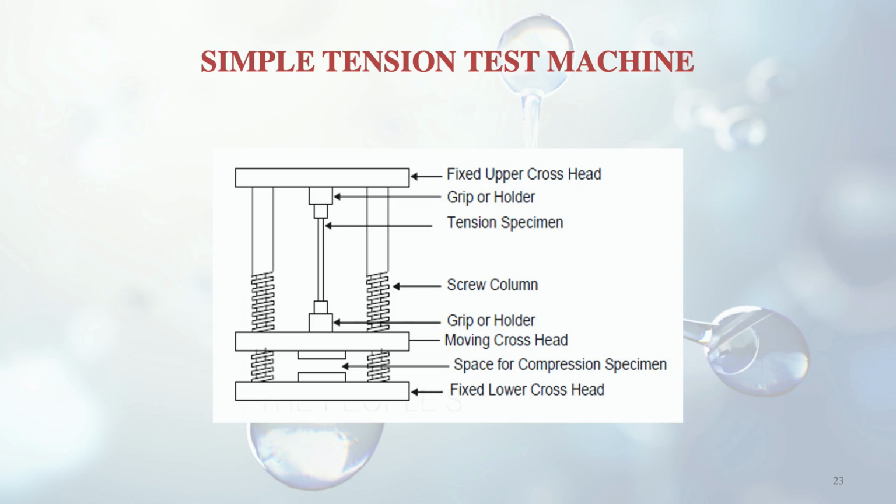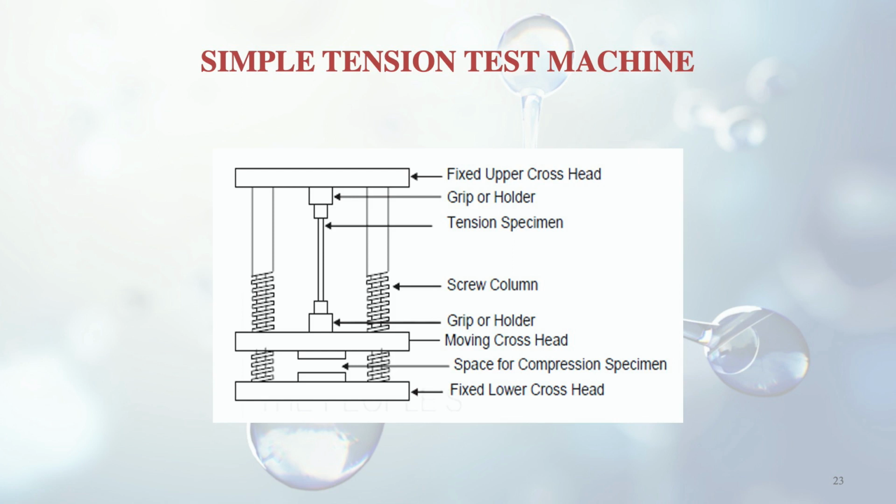I talked to you about the crosshead. So you can see here the fixed upper crosshead and the fixed lower crosshead. These are the two things. Then further you see the grip or the holder is there. It is meant to hold the specimen. Coming towards the bottom side, the tension specimen is there with lesser diameter. This is the main portion. Then the end portion has larger diameter.